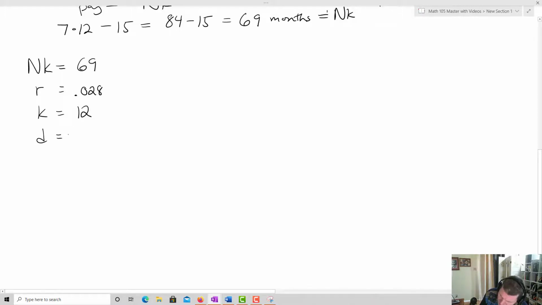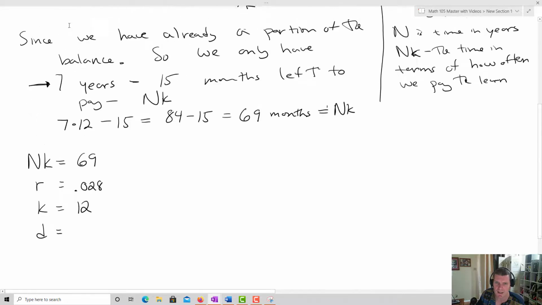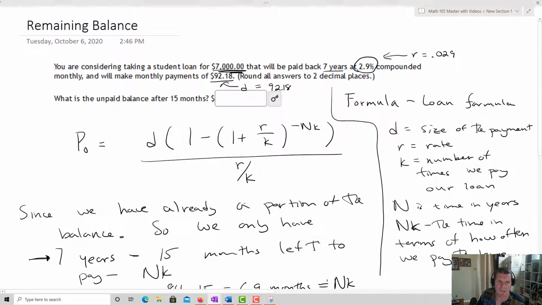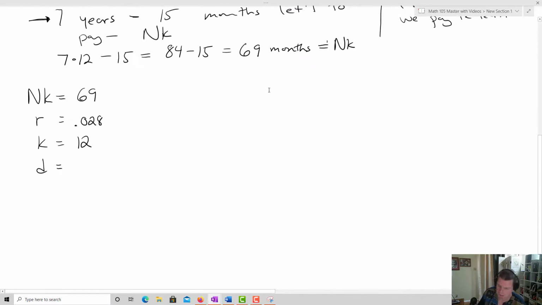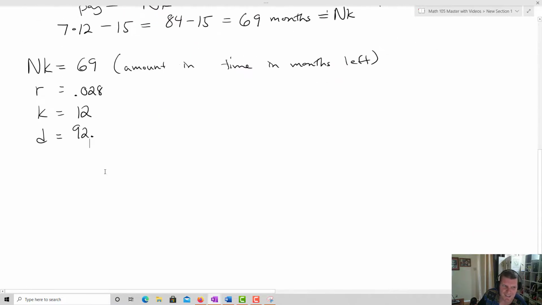And my deposits D, let's go back and take one more look at it, is going to end up equaling $92.18. Okay? So remember, this is the amount of time in months left. Okay, so D was $92.18.